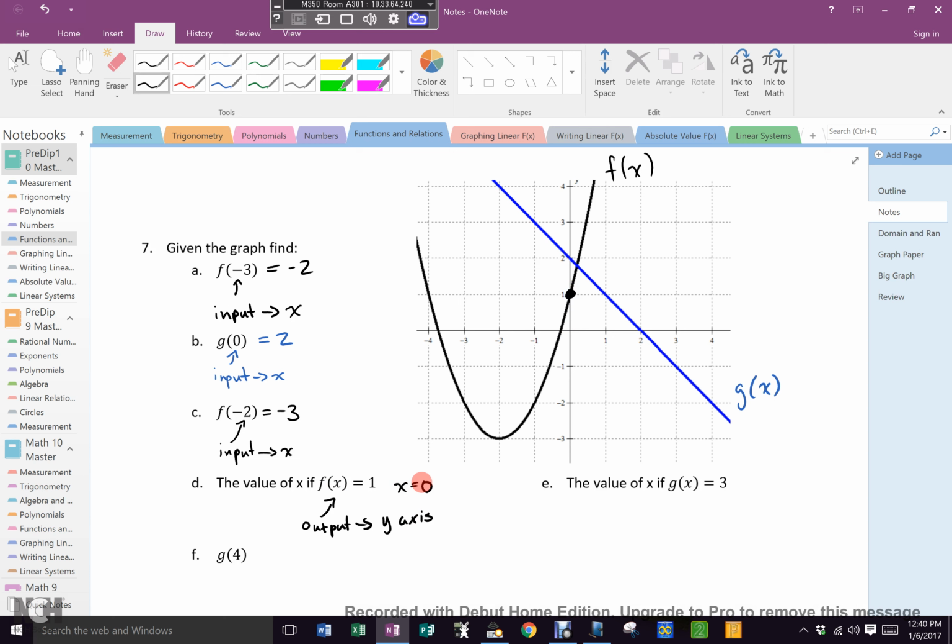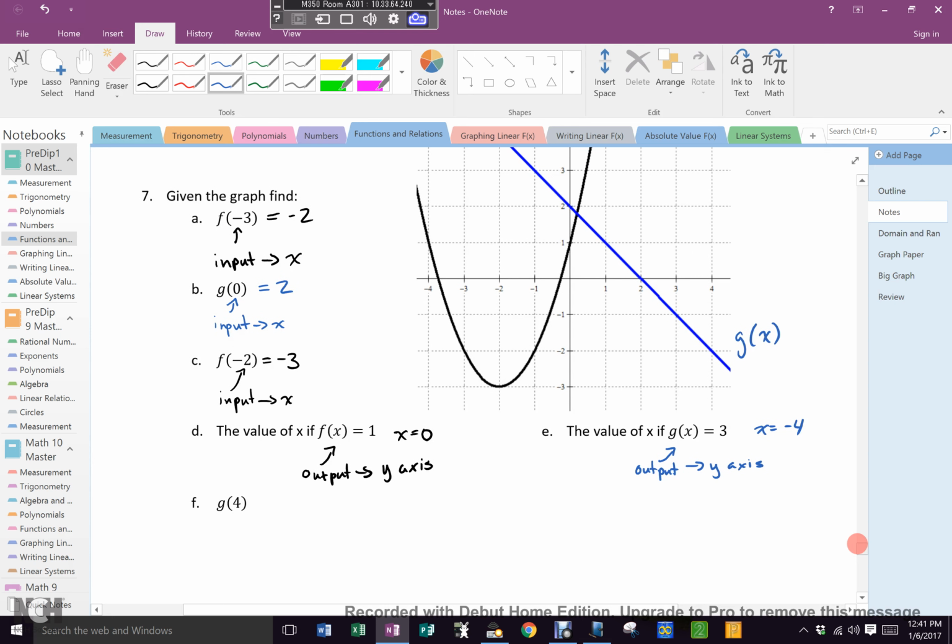Okay. What is it for E? That's an output, right? Which means I look on the y-axis at what spot? 3. And now I find where the line hits 3. Right there, correct? What's the x value? X equals -1. Everybody good? Yeah? Okay. You do the last one. You decide if it's input or output. Tell me what it is.